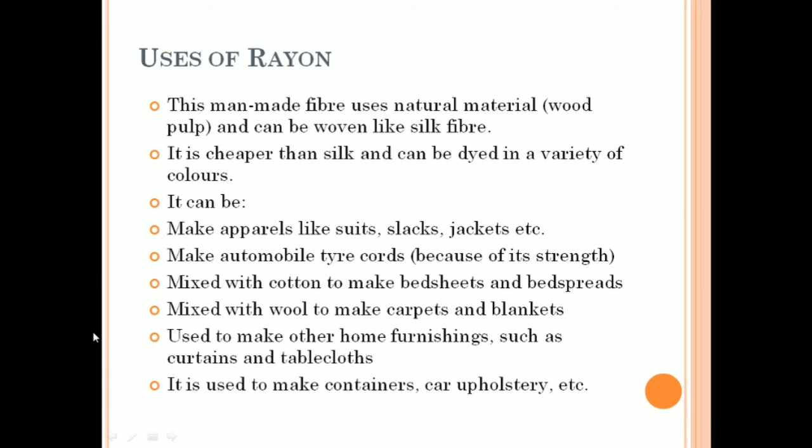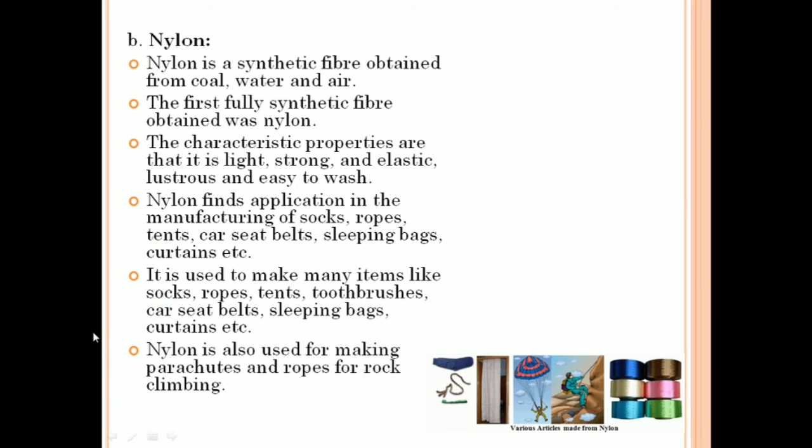Now let's see another synthetic fiber. It is nylon. Nylon is a synthetic fiber obtained from coal, water and air. From this material, the synthetic fiber nylon is obtained. The first fully synthetic fiber obtained was nylon. That is, it was fully made by humans. So it is the first fully synthetic fiber.